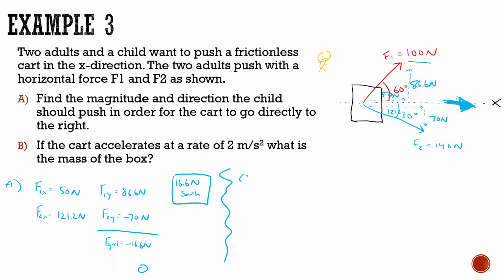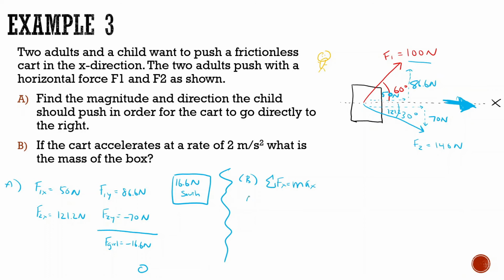All right, part B now says, if the cart accelerates at a rate of 2 meters per second squared, what is the mass of the box? So looking at all of this, we're going to know that it's going to be accelerating to the right because the little girl is holding it steady. So we should know that all the acceleration is happening in the x direction.